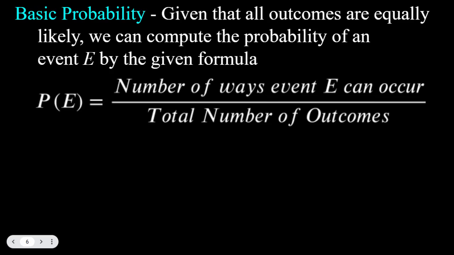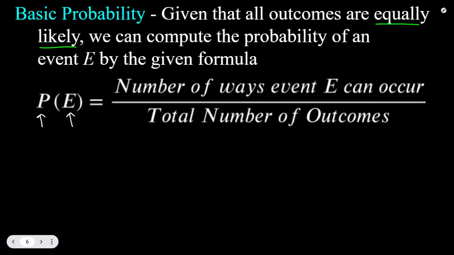Basic probability. Given that all the outcomes are equally likely, and this is very important to use this formula, all the outcomes have to be equally likely, we can compute the probability of an event E using our given formula here. P means probability. E tells us we're dealing with this specific event. So the probability of event E is the number of ways that event E can occur out of our sample space, divided by the total number of outcomes. And that's how we find our probability.